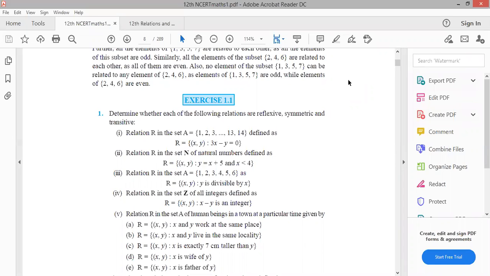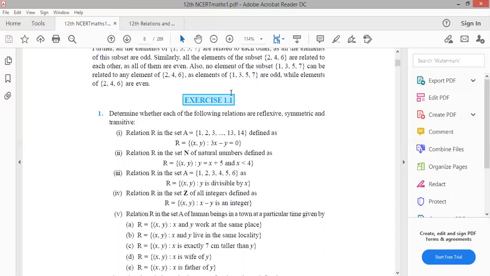As you know, in the previous lecture, we started relations and functions. In that lecture, we discussed some types of relations and illustrated them with some examples. Now, in this lecture, we will be discussing exercise number 1.1. That's based, once again, on the types of relations, that is reflexive relation, symmetric relation, and transitive relation.